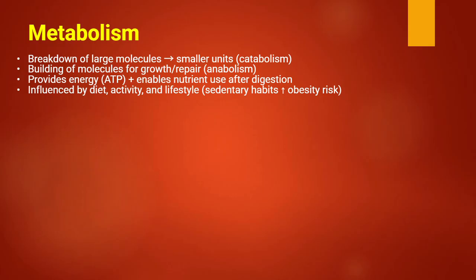The nutrients absorbed through digestion provide the raw materials for cellular metabolism. For example, glucose is broken down through cellular respiration to produce ATP, which is the energy currency of the cell. Proteins and fats can also be metabolized to meet energy needs. Without effective metabolism, nutrients from food would not be useful to the body.